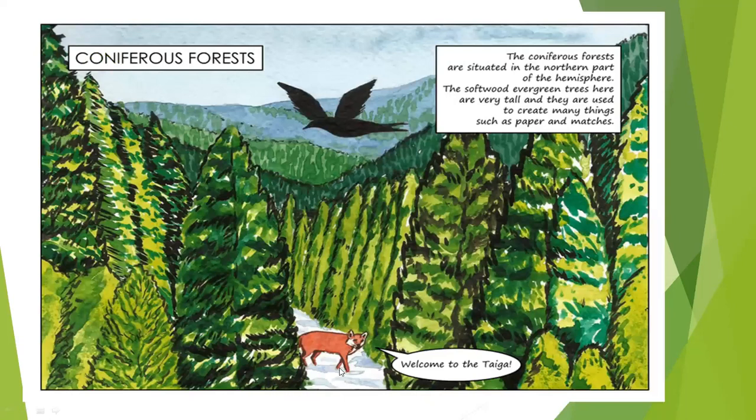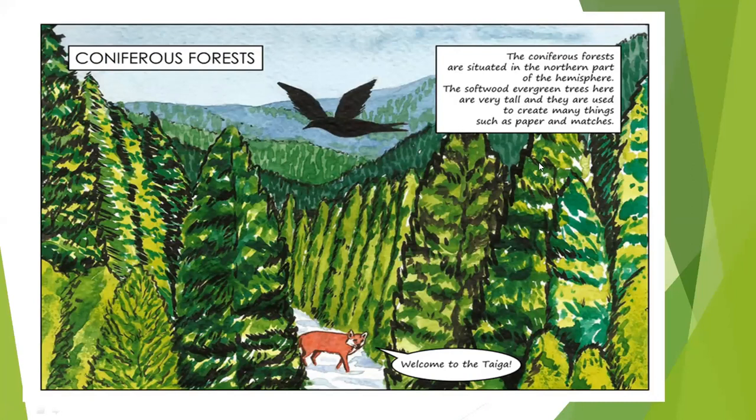Now what this fox is saying, welcome to the taiga. Yes, these forests are also called taiga, and taiga is a Russian word which means pure and untouched. Coniferous forests are also known as taiga, and taiga is a Russian word. What is the meaning of taiga? Taiga means pure and untouched. That which is pure and untouched, where humans have not interfered at all, not touched at all, we call it taiga.